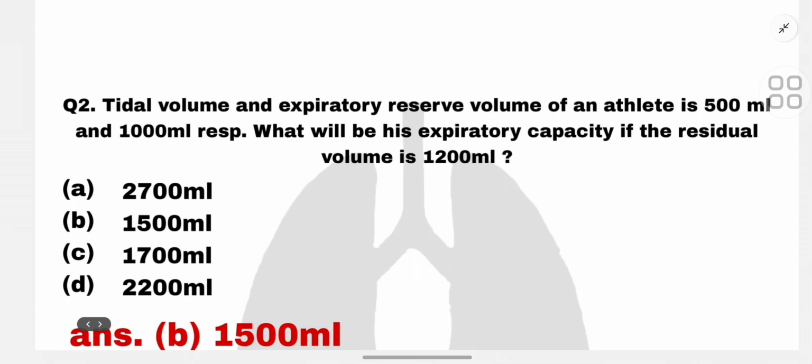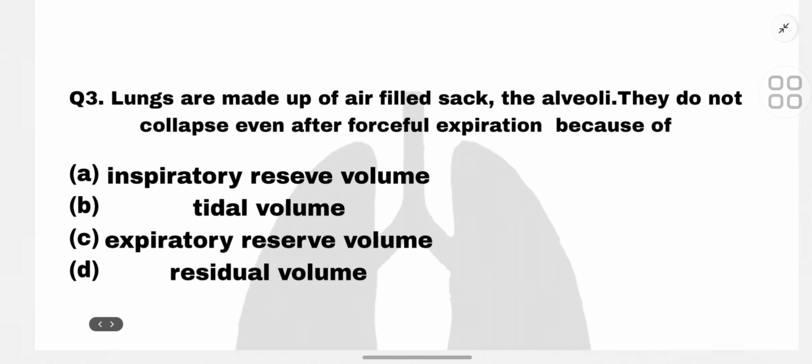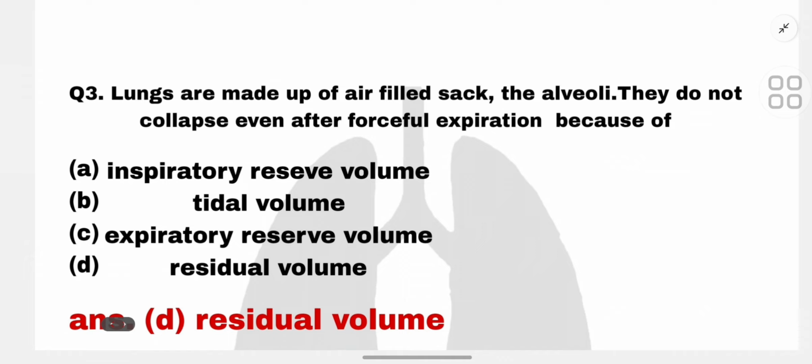So the next question is, lungs are made up of air-filled sacs, the alveoli. They do not collapse even after forceful expiration because of A. inspiratory reserve volume, B. tidal volume, C. expiratory reserve volume, D. residual volume. So the correct answer is D. residual volume.